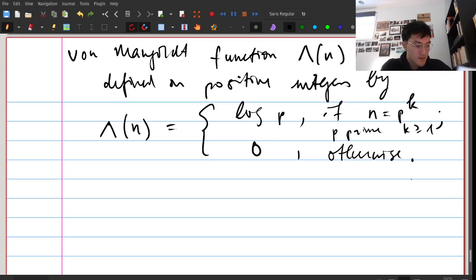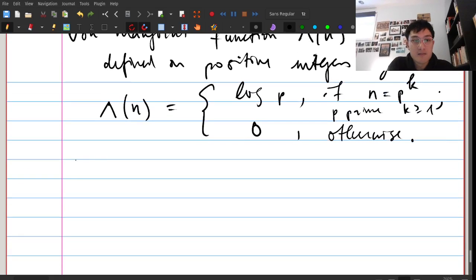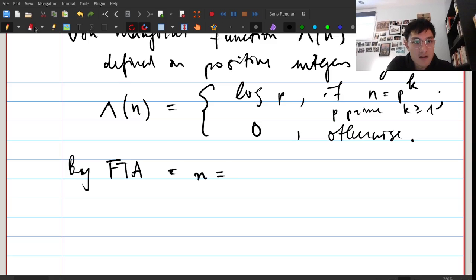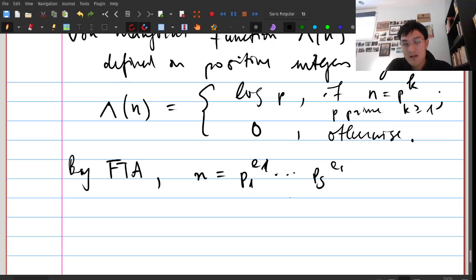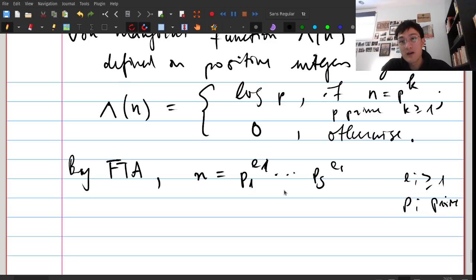Okay, so that's the von Mangoldt function. Remember, by the fundamental theorem of arithmetic, which is a fancy name for saying that every number n can be factored into primes, n can be decomposed as p_1^{e_1} up to p_s^{e_s}, where the e_i are greater than or equal to 1 and the p_i are prime. You learned that in high school.